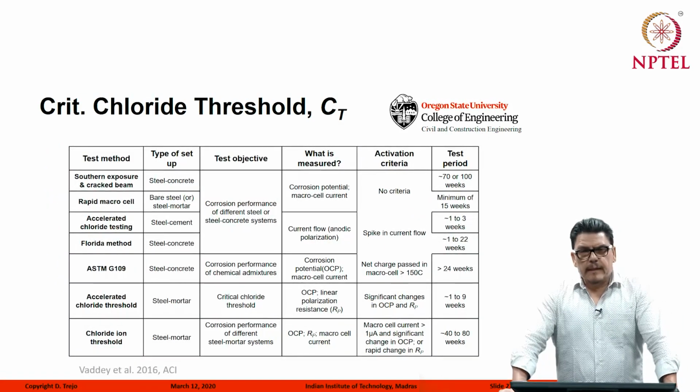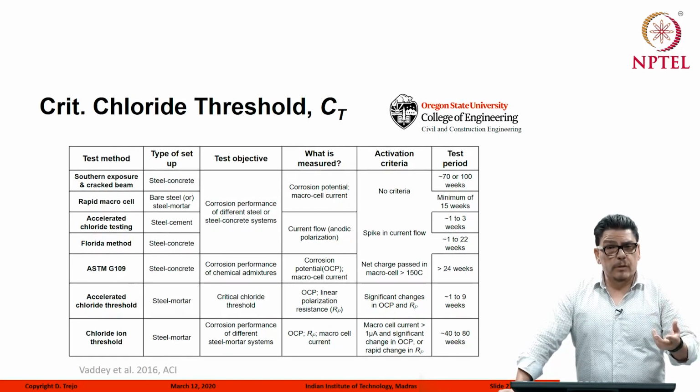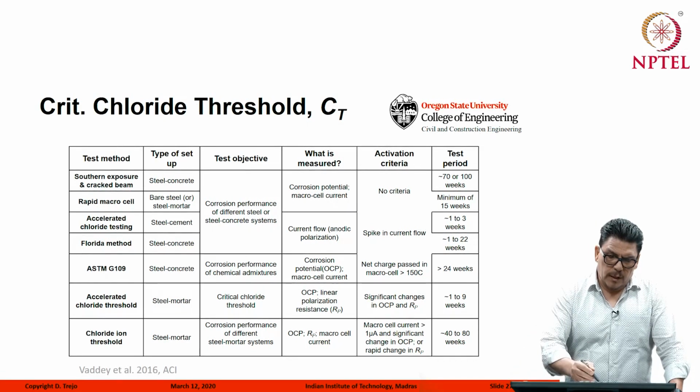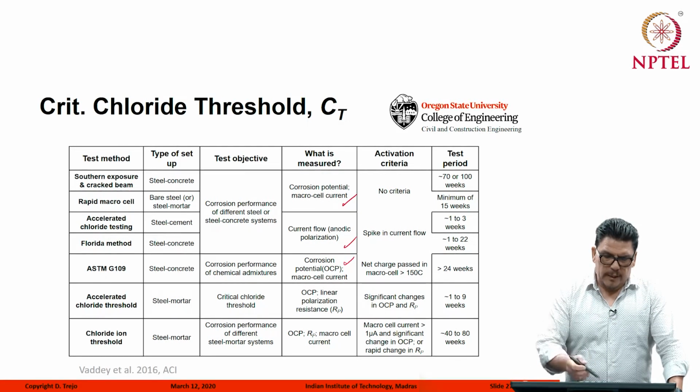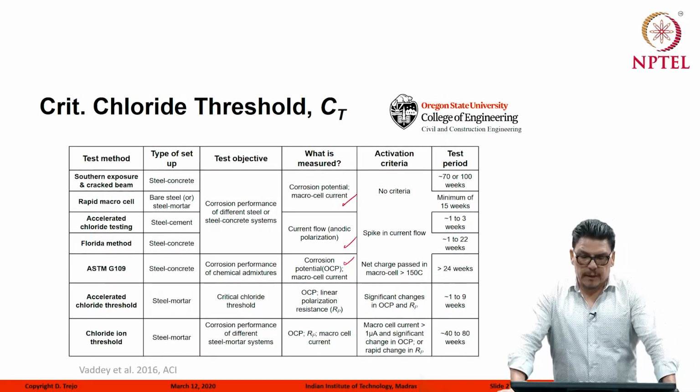Looking at these different test methods, I summarized them in a table here. What was the objective of the original test? Even though the original objective may have been different, it wasn't to get the critical chloride threshold, it's commonly used. All of these are commonly used to get that. So what's measured, how do we measure, and how do we determine the critical chloride threshold? You can see that they use corrosion potential, macrocell, anodic polarization, OCP or macrocell current, and linear polarization. They use a wide range of different tests, which will also influence the variability.